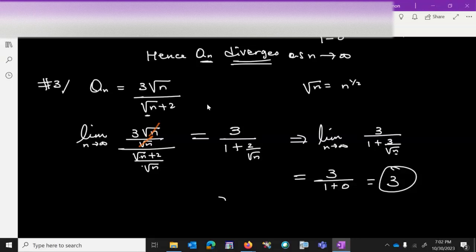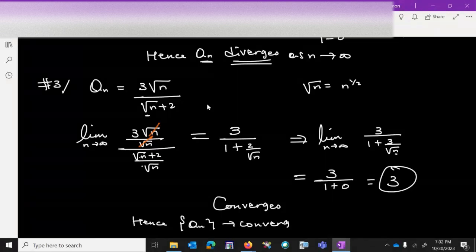Now I get a different answer. This one converges. It's not infinity this time. So in conclusion, my sequence a sub n converges as n approaches infinity, because I got a limit L. Remember, at the beginning we said that if the limit of a sequence is just a number L, we can say that it is convergent, or converges.